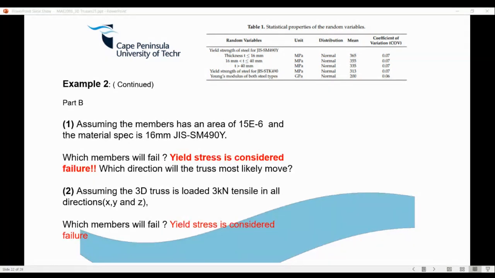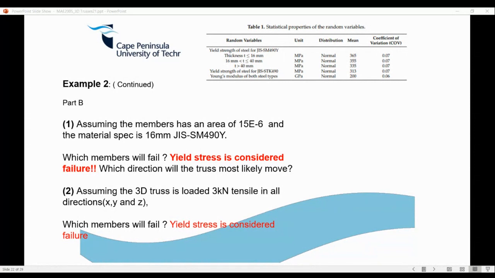And what I want to see here is which members will fail, right? This is an extra part which I want to see. We normally consider yield as failure, not the UTS, because at around the UTS the material will actually fracture. So we're going to consider yield as our failure criteria. In this case, it's 365. So my question to you now is, which members will fail?